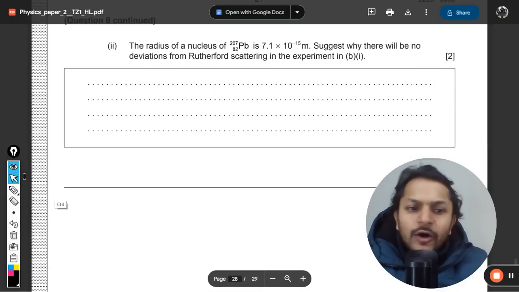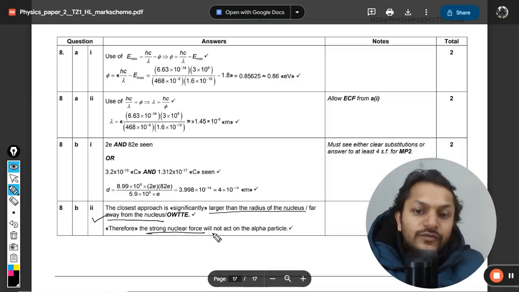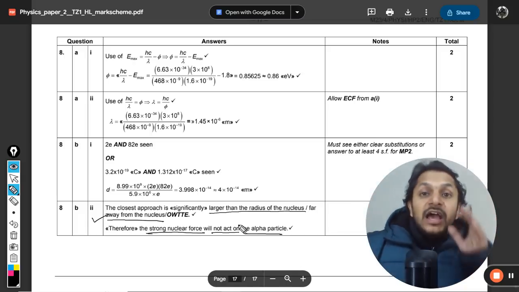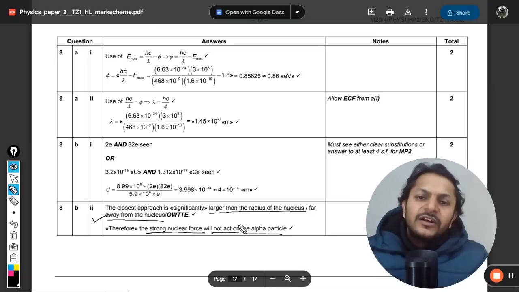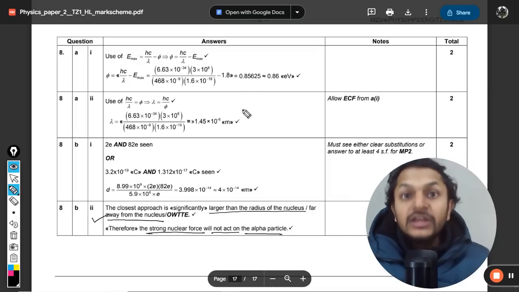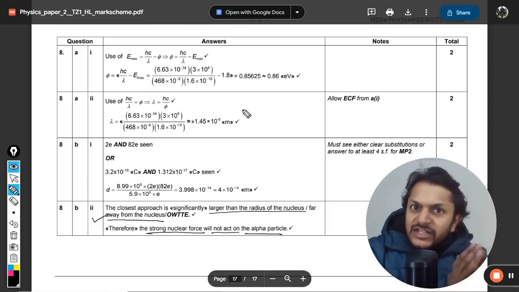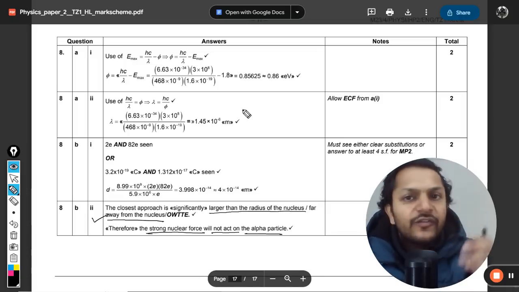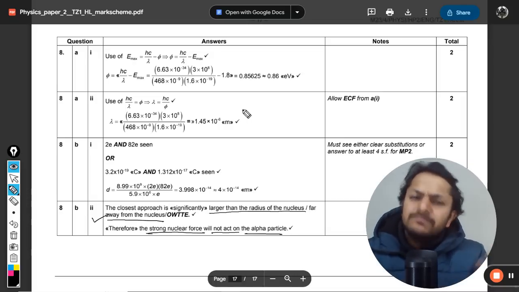But anyway, let's see how they have explained this. The closest approach is significantly larger than the radius of the nucleus, and it is far away from the nucleus. Therefore, strong nuclear force will not act on the alpha particle, absolutely as what I have said. You can refer to a book like Soko's, where a graph is given showing what was expected in Rutherford's theory because of the mathematical expressions that we have. But after it reaches some distance within the nuclear range, immediately there is a deviation from what is expected from Rutherford's theory, thereby proving that nuclear force exists, isn't it?